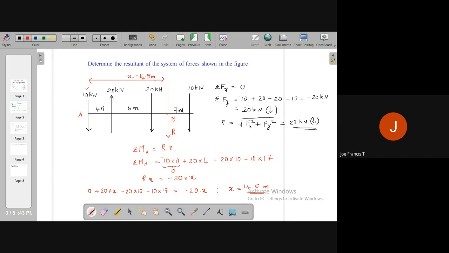So this is the use of Varignon's theorem of moment. This is one of the applications of Varignon's theorem of moment to find where this resultant acts. As I told in the beginning, there are three things. One is the magnitude, that is 20 kilonewton. Another is the direction, which is acting downwards. Third is where this resultant acts. That means you need to locate this point B. For that, Varignon's theorem of moment will help. I hope it is clear. Are there any doubts here?